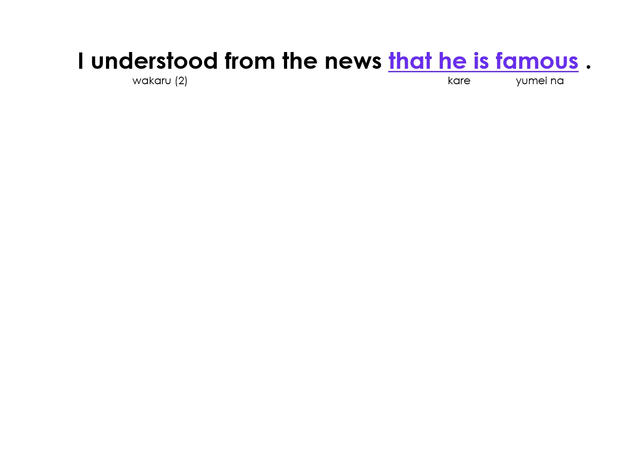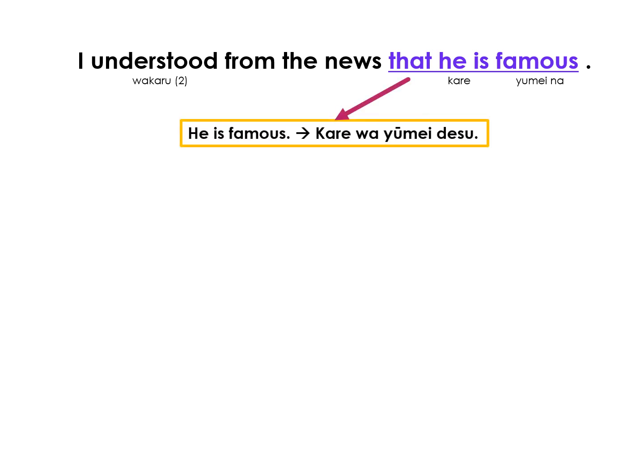"I understood from the news that he is famous." That he is famous needs to be nominalized. Famous, or 有名な, is a na adjective.